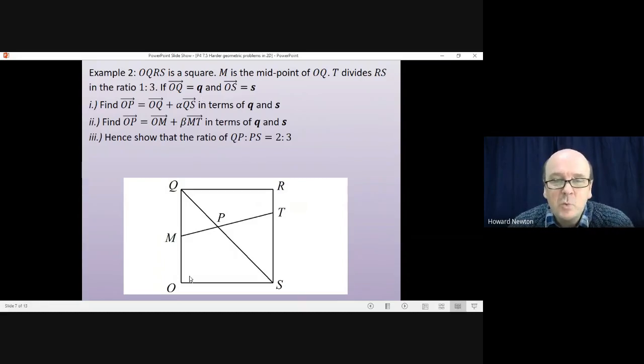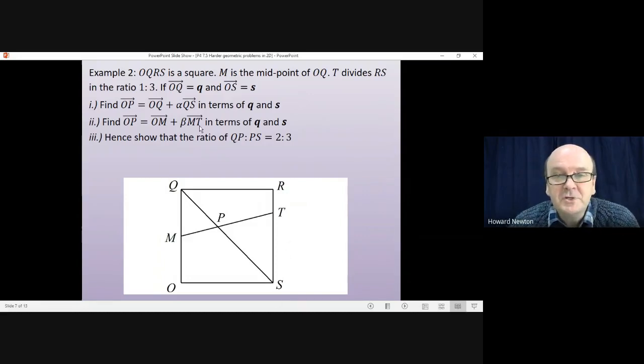This time we've got a square, OQRS. M is the midpoint of OQ. And the more confusing thing is this. T divides RS in the ratio 1 to 3. So the ratio RT to TS would be 1 to 3.